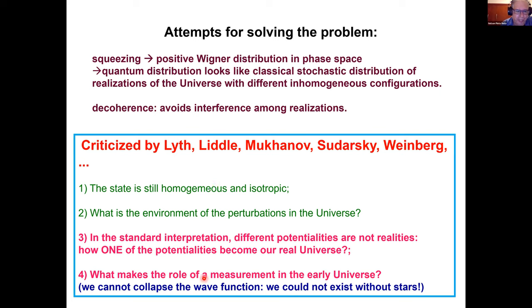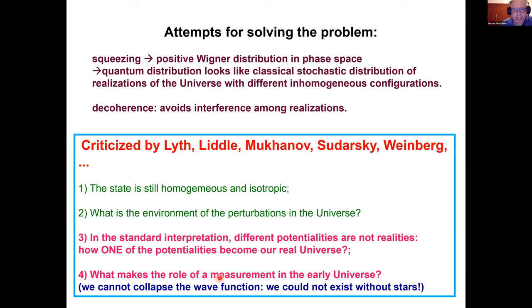We cannot invoke collapse of the wave function by observers, because we cannot exist without stars, and this must happen before the formation of stars and galaxies, which are classical objects. So everything I said must happen before there are any observers or anything like this. So this is really a point. This is the measurement problem in cosmology.